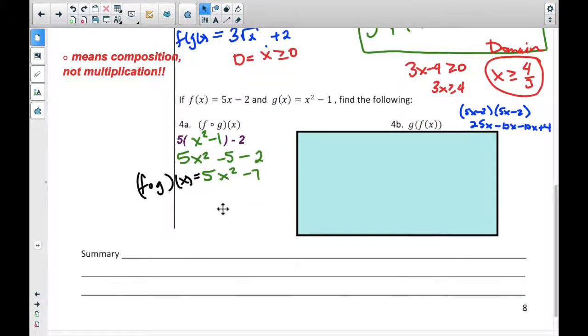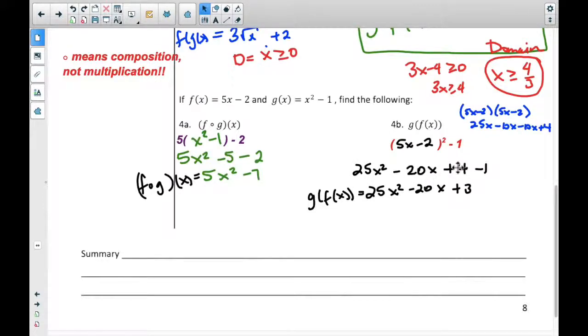For 4a, you should have gotten 5x squared minus 7 because you plug in the x squared minus 1 into the x position here, and you distribute that. That's 5x squared minus 5. You still have a minus 2, so that's 5x squared minus 5 minus 2. That's minus 7. On the next example, your final answer should be 25x squared minus 20x plus 3.